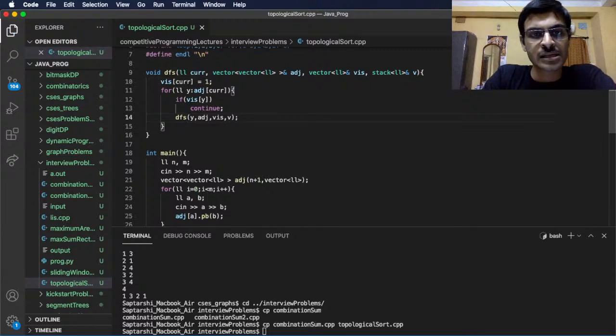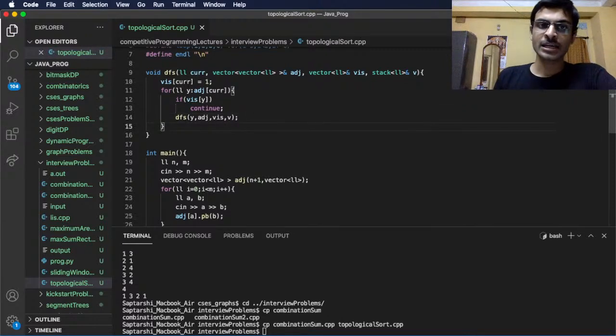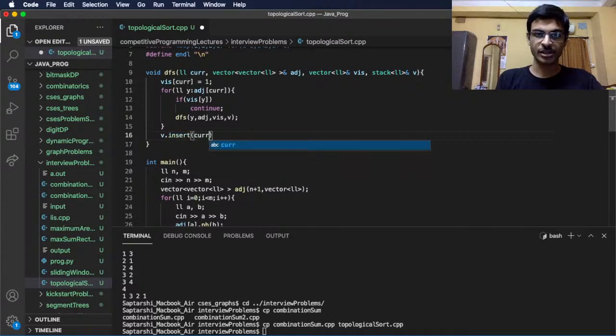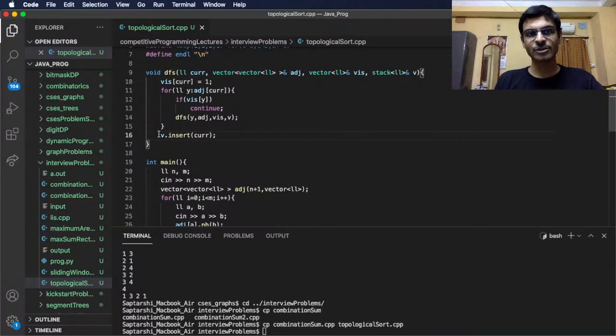Else we will say that do a DFS using Y and adj and visited and V. Okay. And what shall we say? That when the DFS is complete, that means you have visited your children. Now push it. V dot insert this particular vertex which is cur. Make sense? So here you have the total stack in front of you.